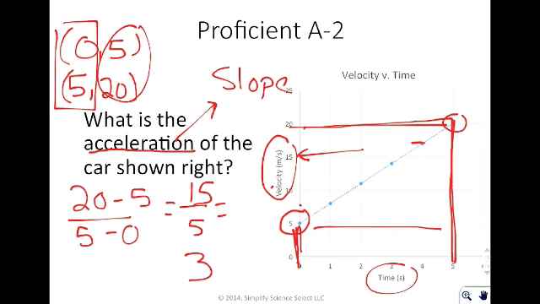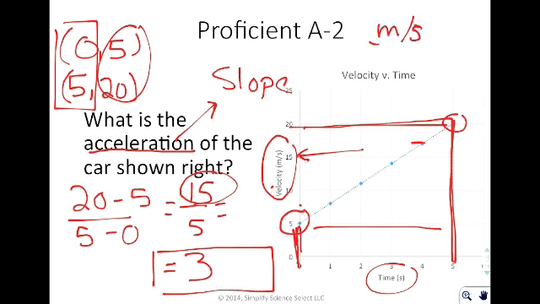Now 3 is the magnitude of the acceleration. But we need to make sure we put a unit with it. If you look, I took the top number, which was in meters per second, and then divided it by time, which was in seconds. So you have meters per second per second. Well, when you have 2 per seconds, you can just write it as meters per second squared.